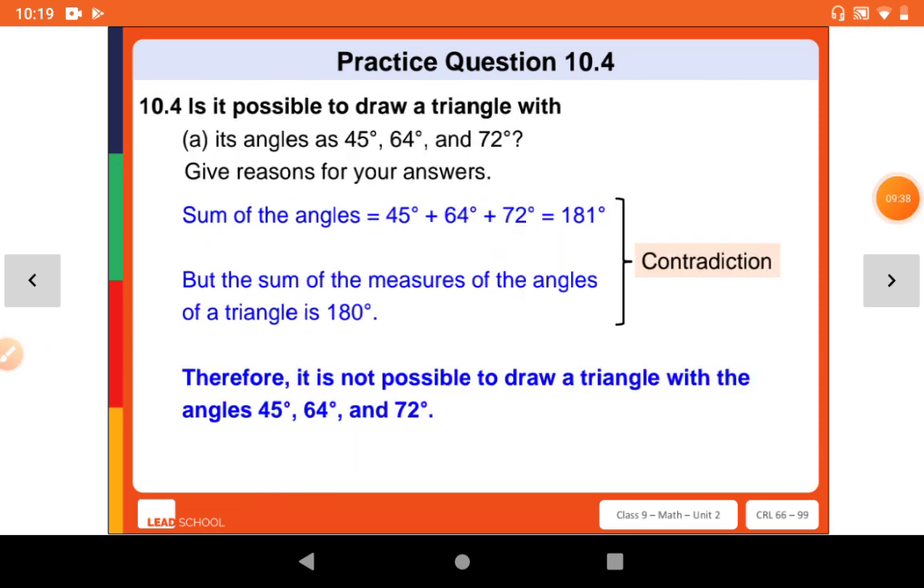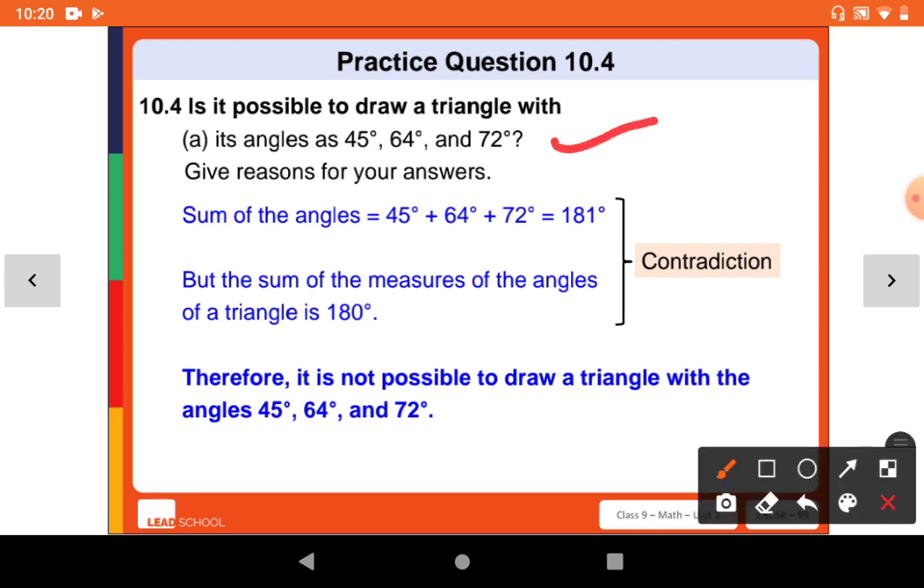Next question, question 10.4. Is it possible to draw a triangle with its angles as 45 degrees, 64 degrees and 72 degrees? क्या हम ऐसी ट्राइंगल ड्रॉ कर सकते हैं जिसमें ये तीनों एंगल्स हों? तो हम क्या करेंगे बेटा, we'll just do the total of all these angles, that is, the sum of angles equals 181 degrees. But this is a contradiction.